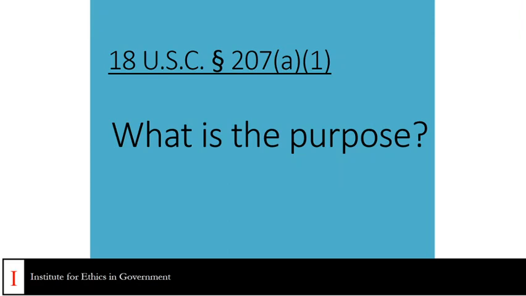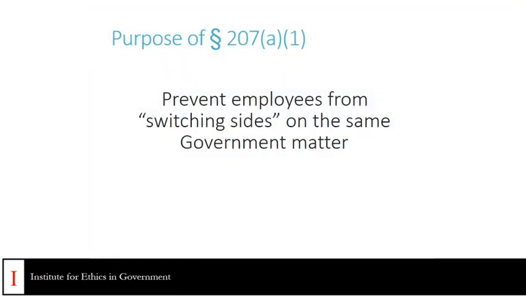So what is the purpose of 207(a)(1)? We refer to 207(a)(1) as a switching sides provision, and effectively what 207(a)(1) is attempting to do is to prevent an employee from effectively being able to give unfair advantage to private persons and private interests by making unfair use of their prior government employment and affiliations.